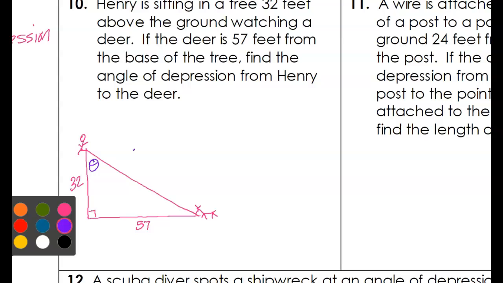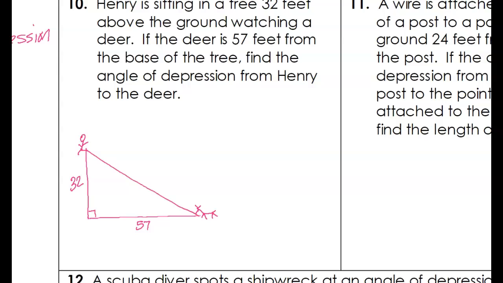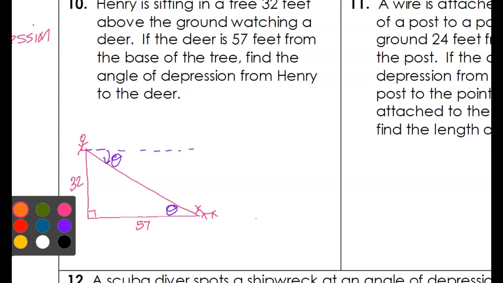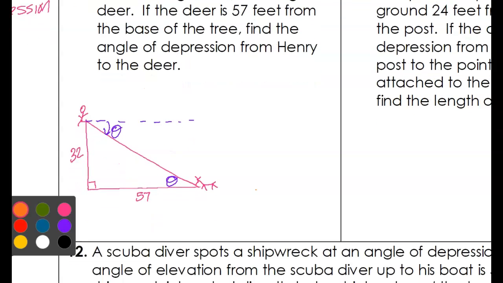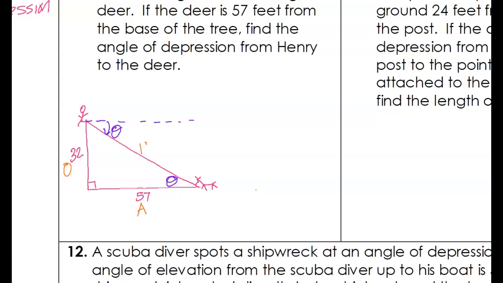The angle of depression is actually here, going down from the horizontal, which we just learned is the same as the angle of elevation inside of our triangle because those are alternate interior angles. So what I'm actually solving for is this bottom right angle. Now that I know I'm solving for that angle inside of this triangle, I label my triangle as if I'm doing trig. So my opposite side is 32, my adjacent side is 57, and I'm not using my hypotenuse.